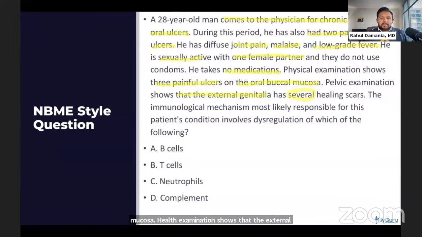The immunological mechanism most likely responsible for this patient's condition involves dysregulation of which of the following cells? B cells, T cells, neutrophils, or complement. What do you think is the best answer here?